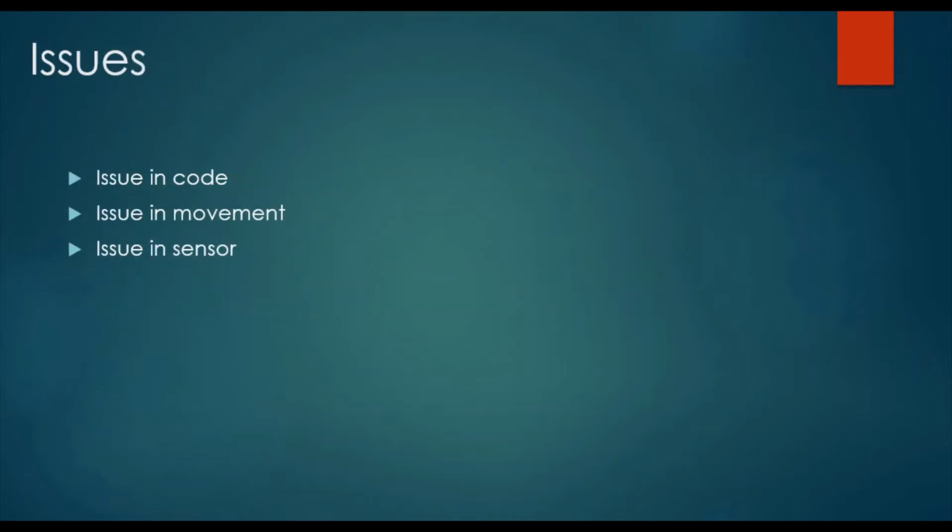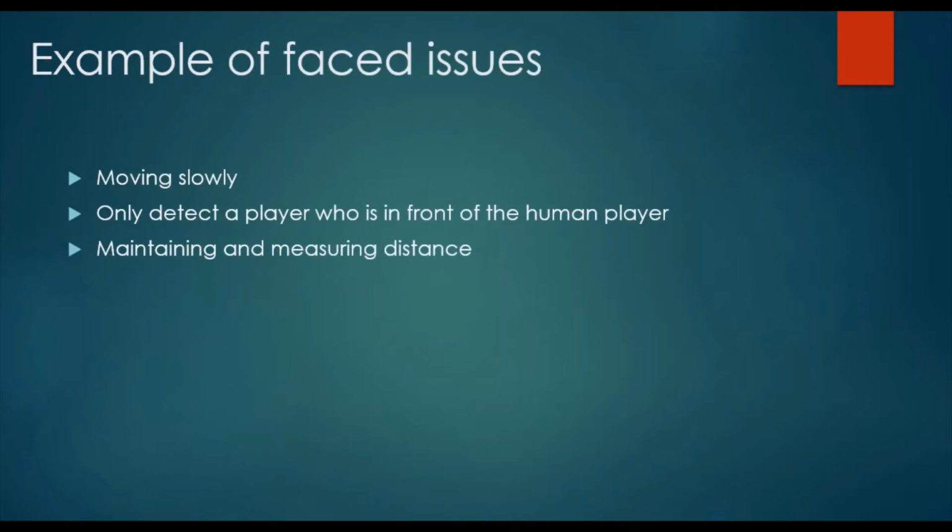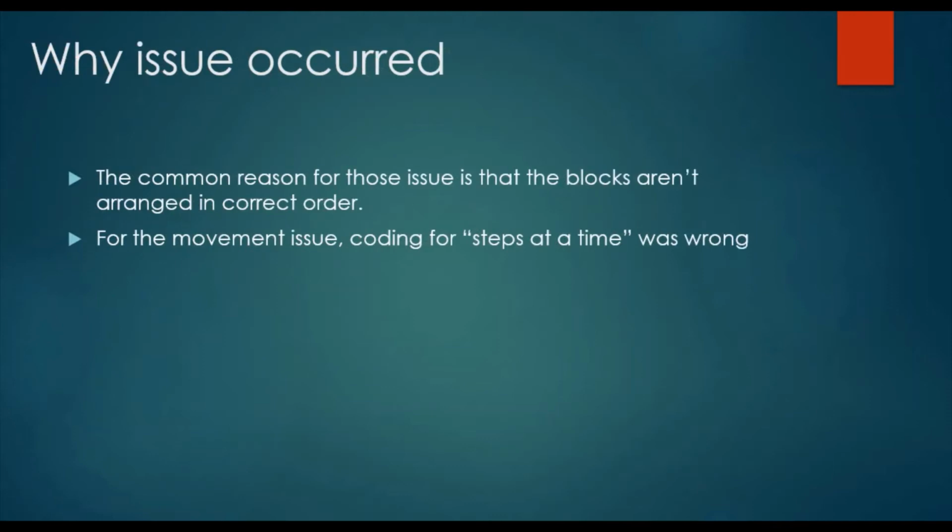While developing this game, I faced issues in the code, in the movement, and in the sensor. Some examples of those issues are that a player is moving slowly, and it only detects a player who is in front of the human player, and maintaining and measuring distance. The question is, why did these issues occur? The common reason for those issues is that the blocks aren't arranged in the correct order, and for the movement issue, the code for steps at a time was wrong.